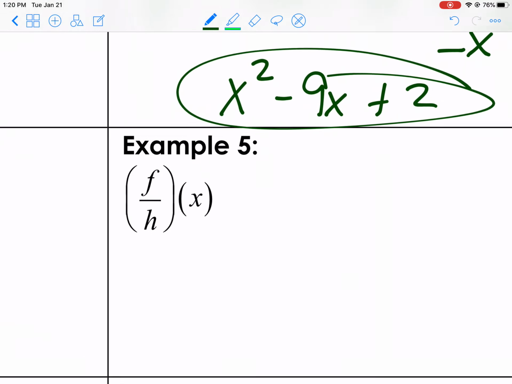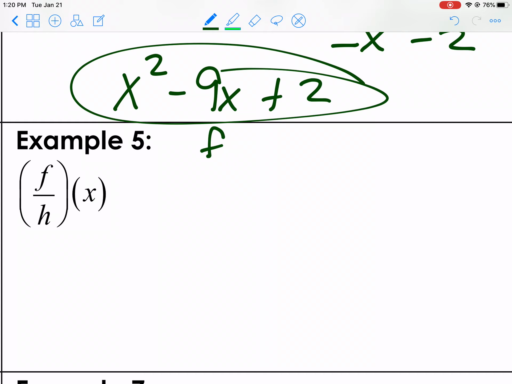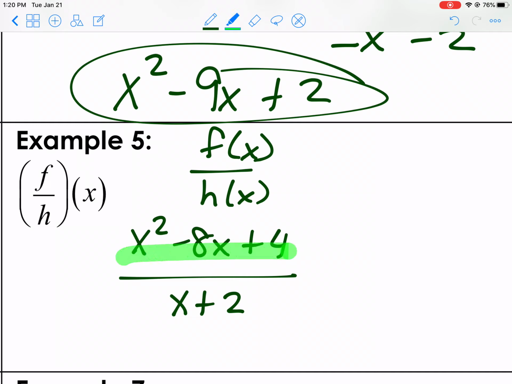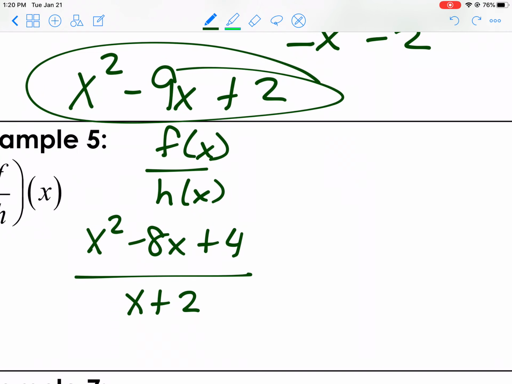For example 5, we're going to take f of x divided by h of x. F of x is x squared minus 8x plus 4. H of x is x plus 2. It is possible that we could factor this numerator and get an x plus 2 out of it and then simplify and divide something away. So let's check to see if it factors.